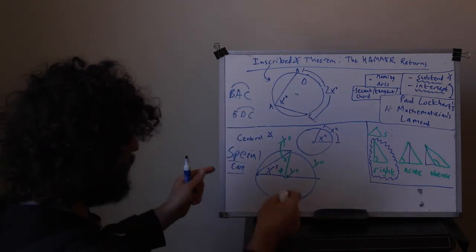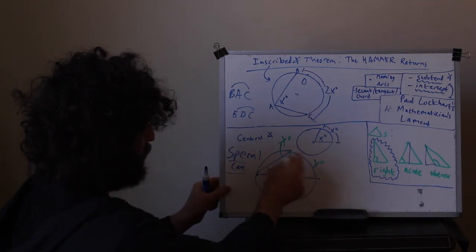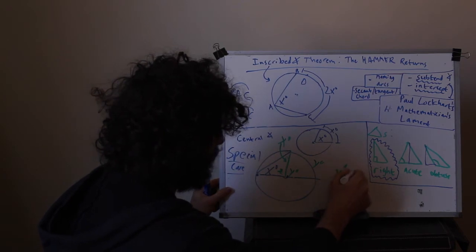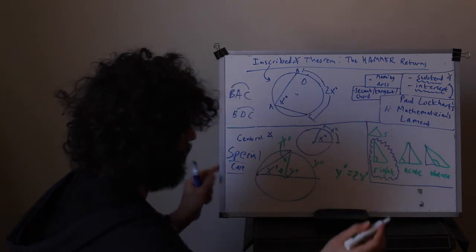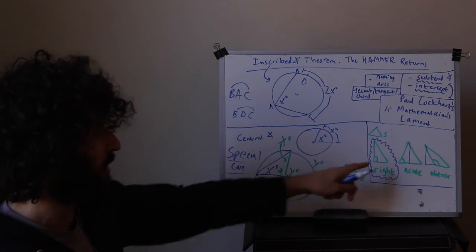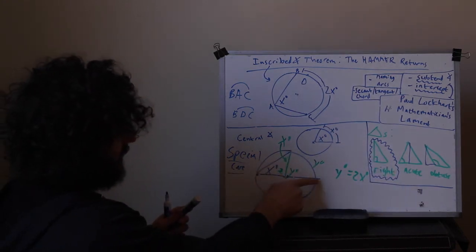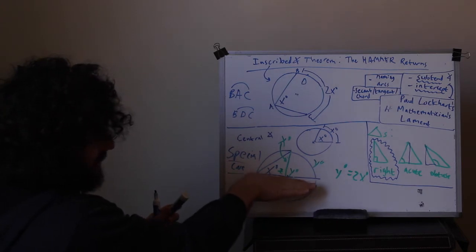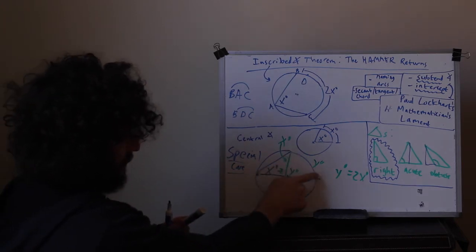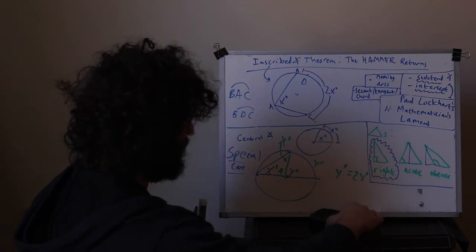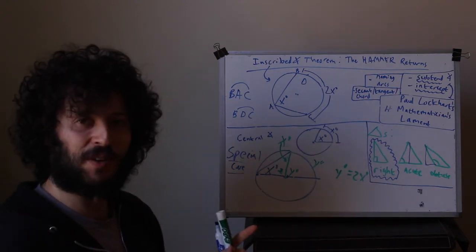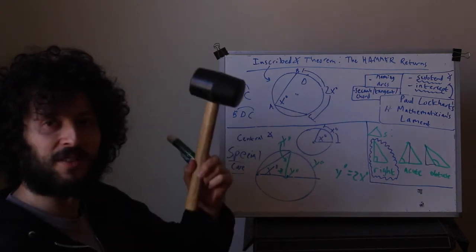So what have we shown? We've shown that y is 2x. That's it. So that is our basic case. We've built our hammer. So in this special case where one of your sides here, one of your rays, is the diameter, we know this is going to be half of that arc. All right, so now comes the fun part. Now we're going to use our hammer.